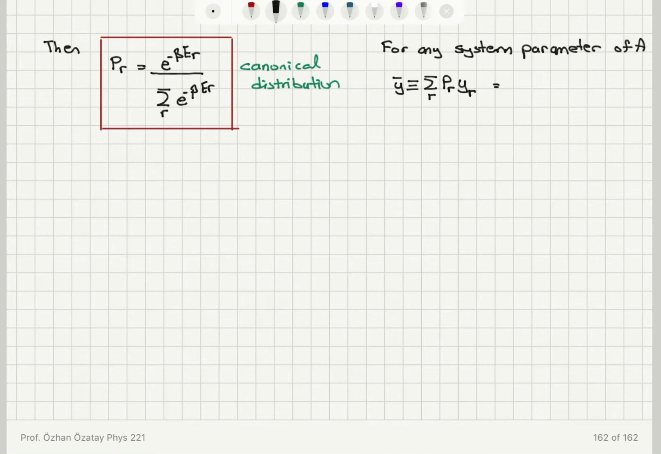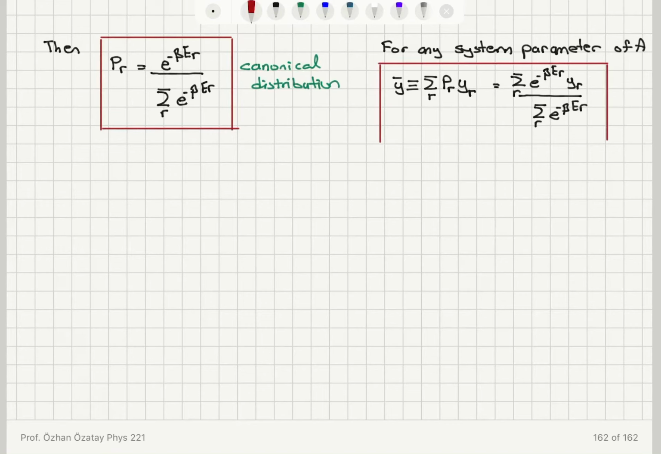So this will give me the sum over R of e to the minus beta E sub R times the corresponding parameter value for state R, divided by the sum over all possible states of e to the minus beta E sub R. So that's how I calculate the mean value using the statistical definition of mean value and the canonical distribution. So this is again a sum over all possible states R.